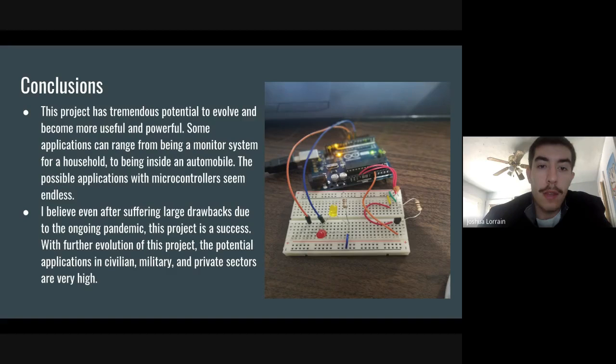Some applications can range from being a monitor system for a household, like the solar decathlon, how they're using it for their greenhouse. It could do a lot of things for that project. To being inside even an automobile or an aerial vehicle, anything. Microcontroller technology has, it seems, limitless possibilities right now.